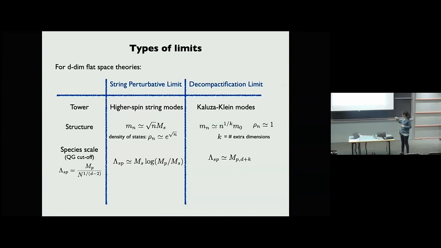So in the case of the string tower, it's barely of the same order as the mass of the first state of the tower, so the string scale. There's some logarithmic correction, but it's more or less the same order. But in the case of the Kaluza-Klein tower, if you just compute the species scale for a Kaluza-Klein, you get the higher dimensional Planck mass, which means that it is above the Kaluza-Klein scale, right? The first state of the tower. So here you still get some states, and then you get the quantum gravity scale.